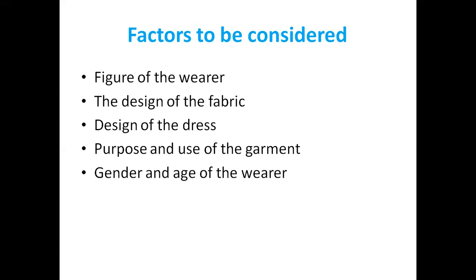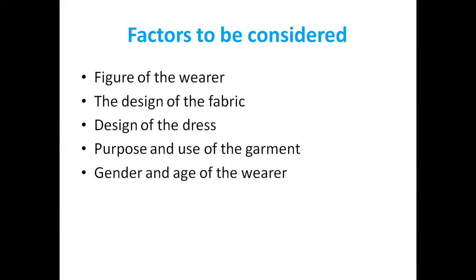Then coming to the next thing, that is the design of the fabric. You will sometimes be using a stiff fabric, and in some cases a very soft fabric. Accordingly, you have to select the sleeve. For example, if you are using a bell sleeve or a circular sleeve, definitely you shouldn't use any stiffer material like cotton. You have to go only for a very soft material. So the fabric texture also plays a major role in designing the sleeve of a garment.